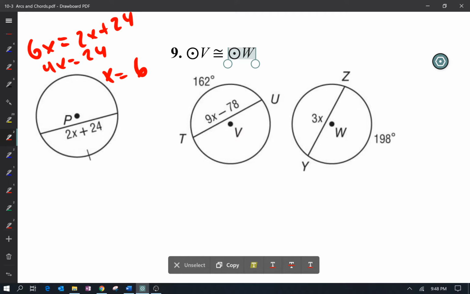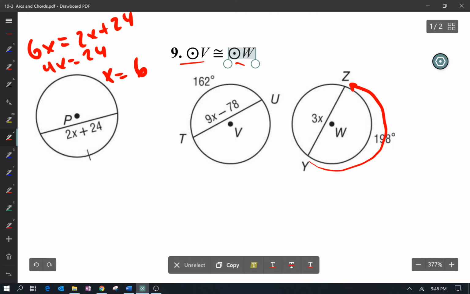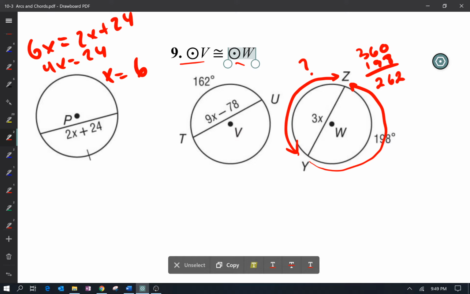Wait for that to clear up. Okay, so we know this arc is 198 degrees, right? We also know that these circles are congruent. Well, if that arc is 198 degrees, the first question is, how big is this arc? Well, that would be 360 minus 198, right? Which is 262, I believe. That sounds about right. Yep, 262. So let's try 162.